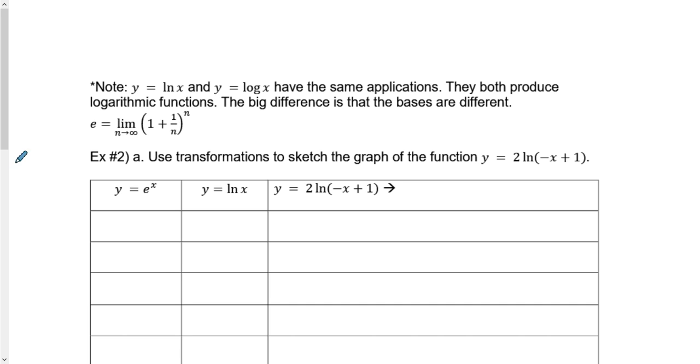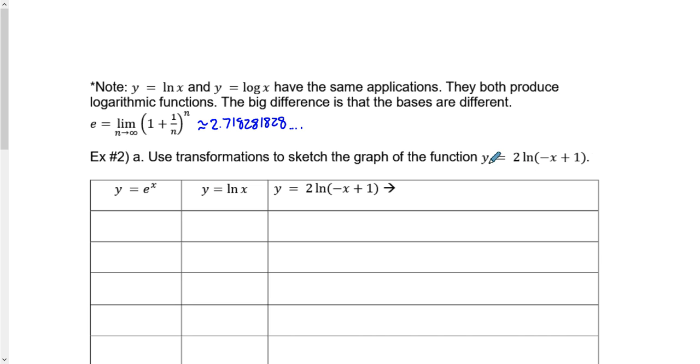All right. So one more note is that y equals ln of x and y equals log of x have the very same application. They both produce logarithmic functions. The big difference is that the bases are different. Remembering that e is the limit as n approaches infinity of 1 plus 1 over n to the power of n, which again is about 2.718281828, and I actually don't remember the numbers after that, but it's in your calculator.